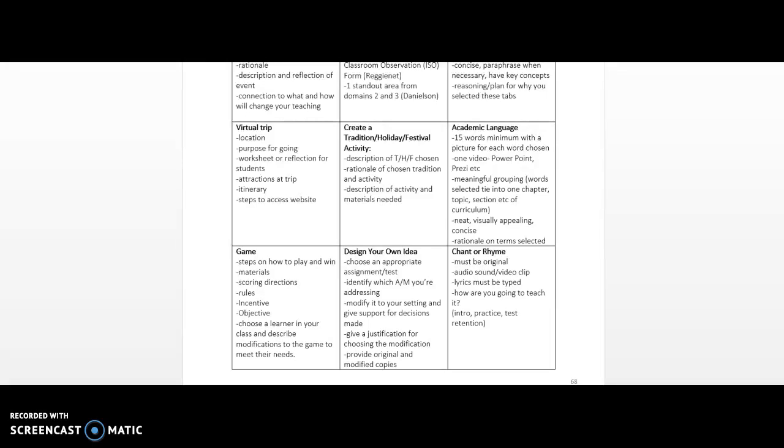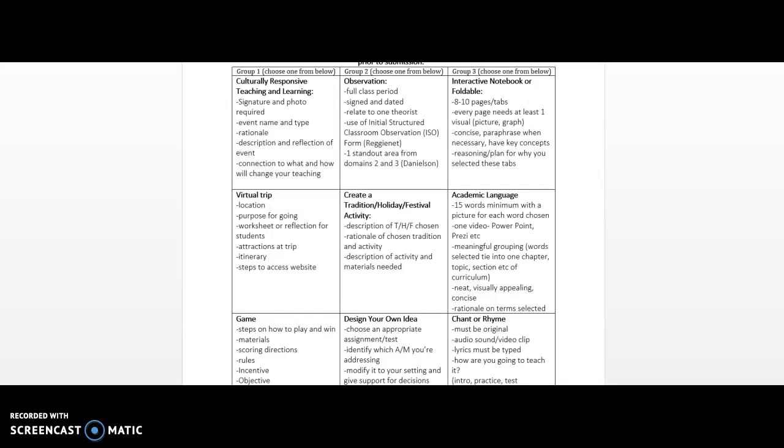You're going to choose an appropriate assignment or test, identify which accommodations or modifications you're addressing, modify it to your setting and give support for decisions made, give a justification for choosing the modification, and then provide original and modified copies of the test or assignment.